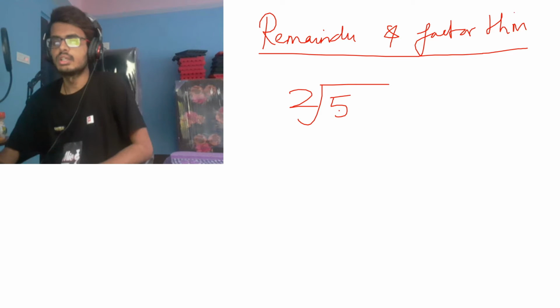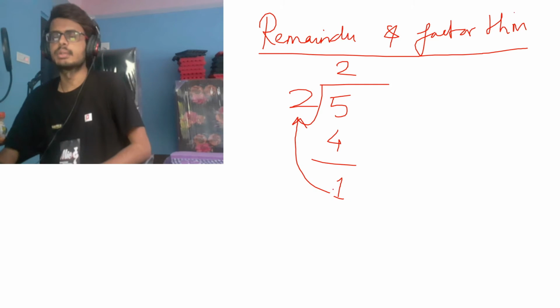One. 2 2s are 4. The remainder is 1. 1 cannot be divided by 2. So one. This is a very simple thing, right? This is a very simple conclusion that you can derive. When you divide 5 with 2, you get a remainder of 1.